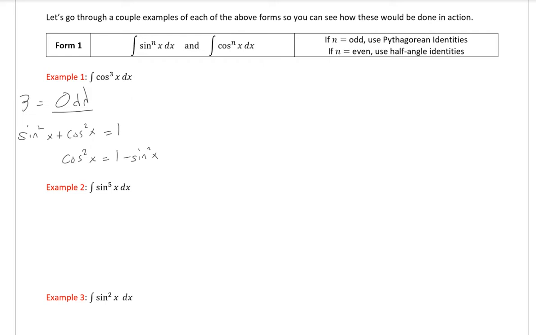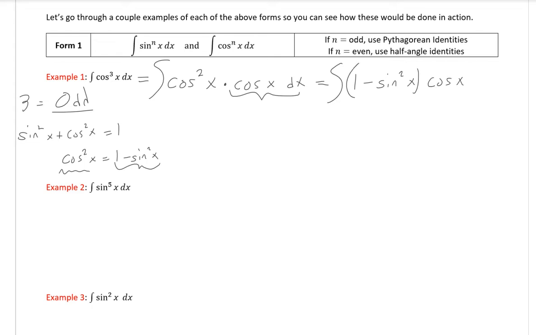And so what I'm going to do is take this integral and split it up so I have some amount of cosine squared x. I can rewrite this integral as the integral of cosine squared x times cosine of x dx. That's the same thing as cosine cubed, cosine squared times cosine to the 1 power. This is the part that I'm saving. This is what I'm going to save as du. So that's why we want to save at least one piece of this. If I replace cosine squared x with this identity here, I get the integral of (1 minus sine squared x) times cosine of x dx.